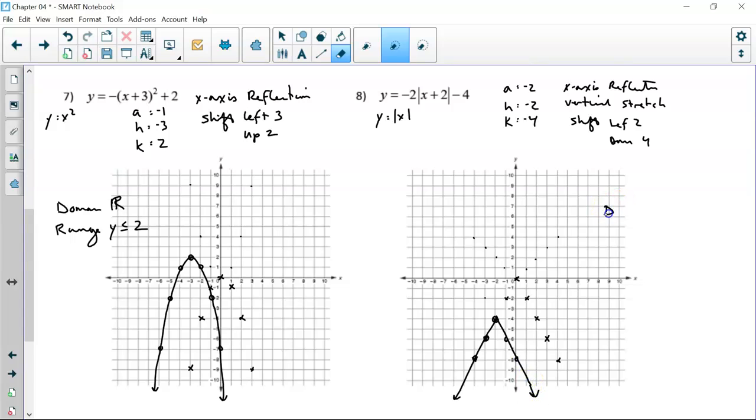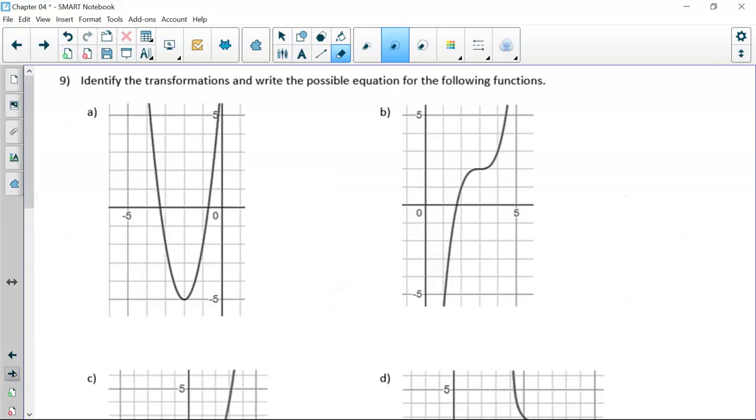So our domain, all real numbers, it goes all the way left, all the way right. And our range, y is less than or equal to negative 4. Like I said, I have a quick way to graph those absolute value functions, but I want you to recognize how it relates to all the other functions. All right, on the next page, we're going to be writing our functions.